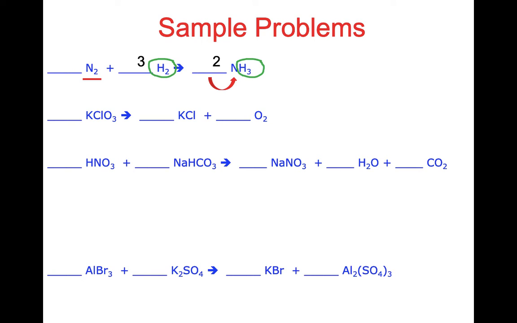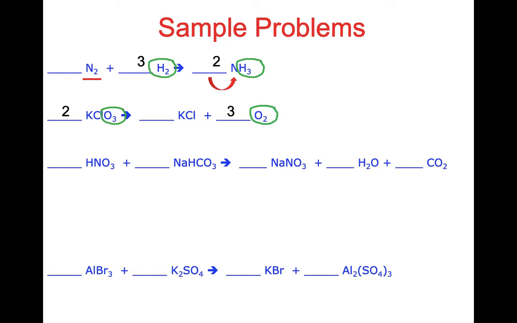Let's take a look at the next one. Notice that the potassium and chlorine on the left side is equal to the potassium and chlorine on the right side, so let's start with the oxygen. We have 3 oxygen here and 2 oxygen here. We need, again, to look at a multiple of 3 and 2. And again, that would be 6. So we can put a 3 in front of the O2 on the product side to give us 6 oxygen.